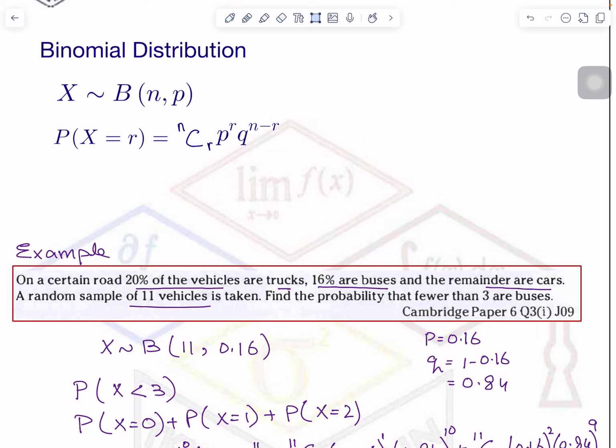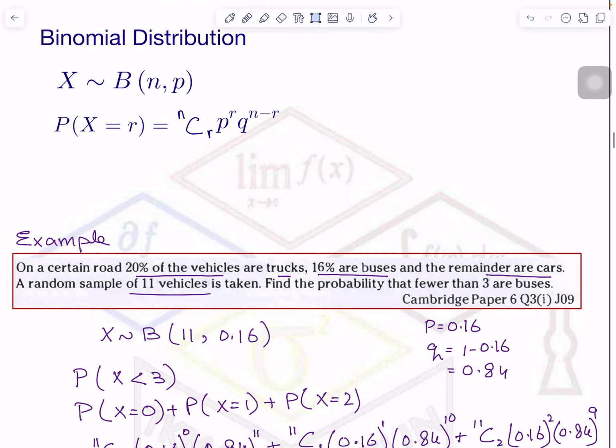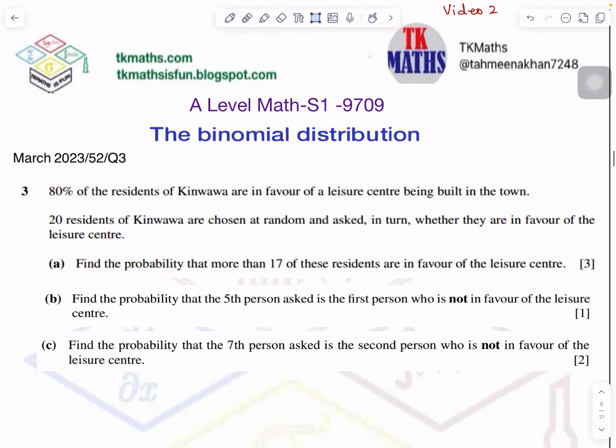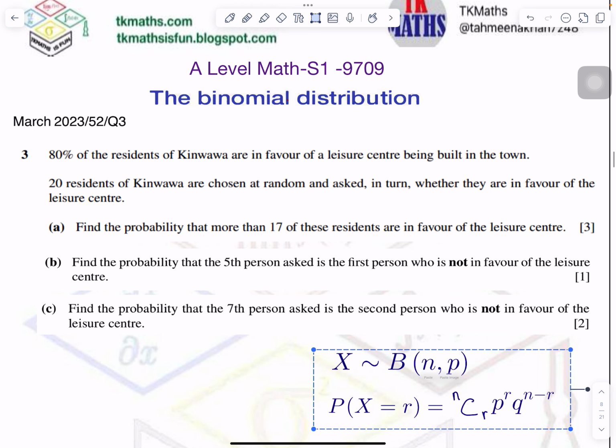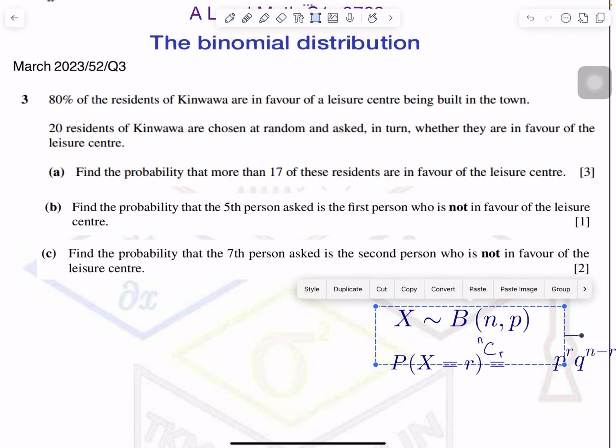Let me copy it from here, I may need it there also. Copy. Okay, so now I'm going to this question. That one was also a past paper question. This one is also a past paper question.